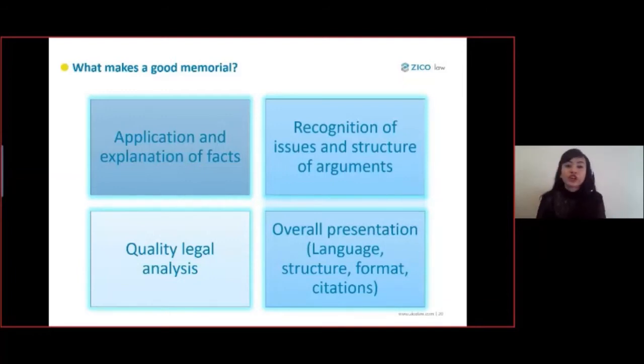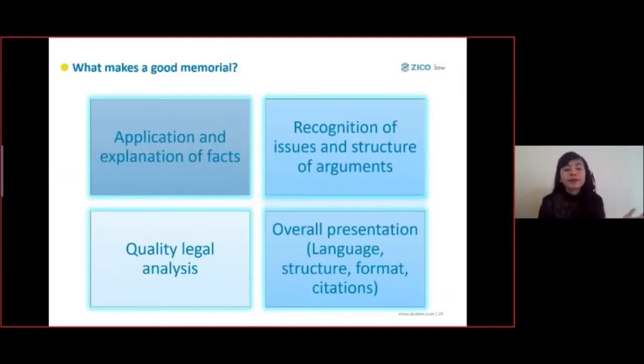But when it comes to structure of arguments, make sure that you use, for example, if you use the A in your main argument, then if you want to go to another level, maybe use number 1, and the next level maybe use A. So there should always be stages of your structure of argument. Next is quality legal analysis.